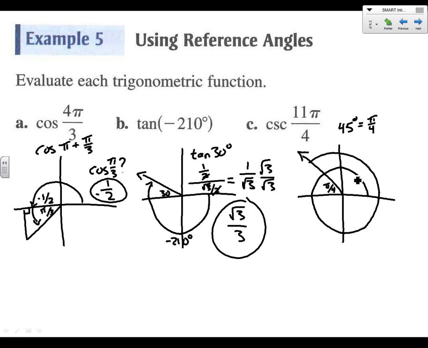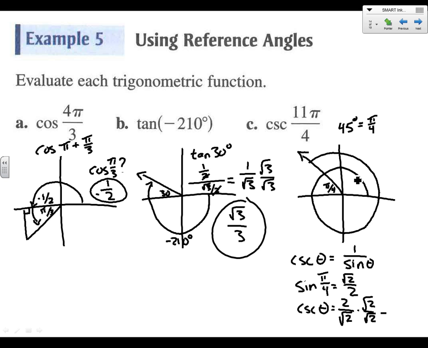Okay, and so in this case I want to do the cosecant, which is the flip of sine. I got to ask myself, what is the sine of pi over 4? It's √2 over 2. Alright, so I want the cosecant, so I'm going to flip that over and get 2 over √2. Not allowed to leave it like that. So we're going to end up with 2√2 over 2, or just √2.